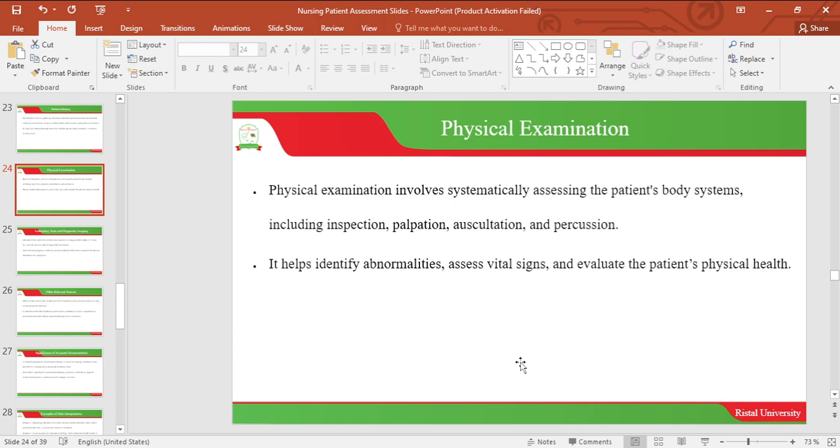Physical examination. Physical examination involves systematically assessing the patient's body systems. Physical examination includes inspection that we saw, palpation, auscultation, and percussion. Physical examination helps in identification of abnormalities, assessing vital signs, and also evaluating patients' physical health.